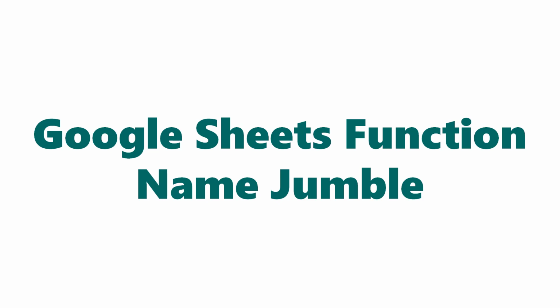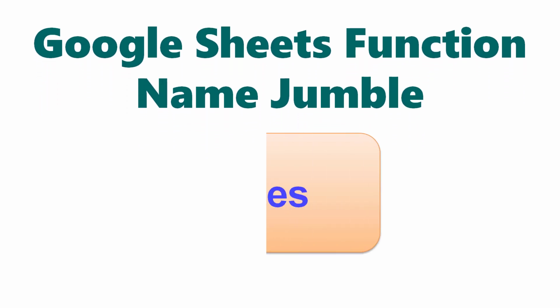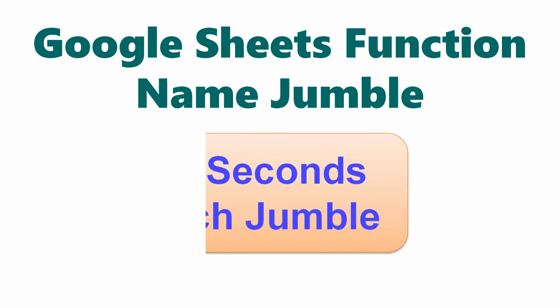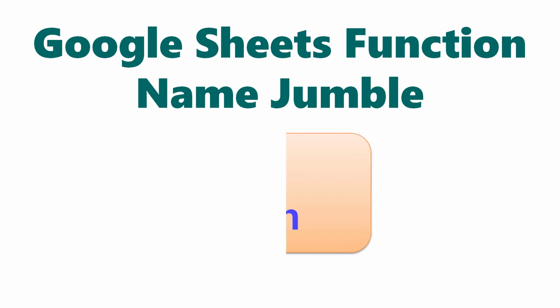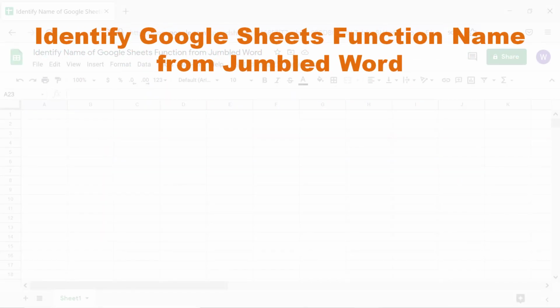Here is the info on this video. 10 jumbles. 15 to 25 seconds for each jumble. Brief info on function. Identify Google Sheets function name from jumbled word. First jumbled function name.